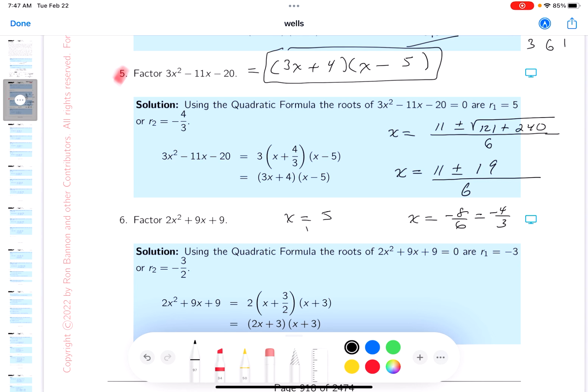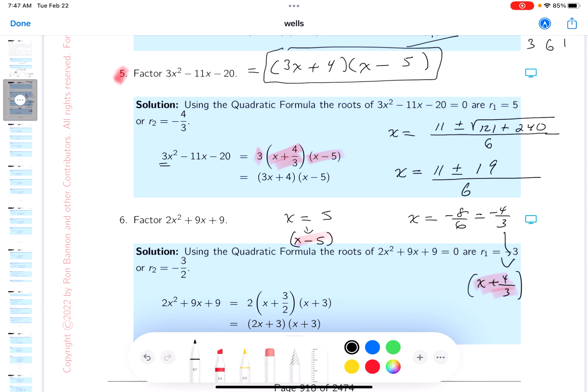Well, this one's easy. If x equals 5 is a root, x minus 5 is a factor. And if minus 4 thirds is a root, x plus 4 thirds is a factor. Again, if you wrote that down, you got a problem over here. And the problem is you're not getting the leading coefficient. So what do you have to do? You have to multiply by 3 to get the leading coefficient of 3x squared. And what do you get? X plus 4 thirds, that's coming from over here, and x minus 5 coming from over here.